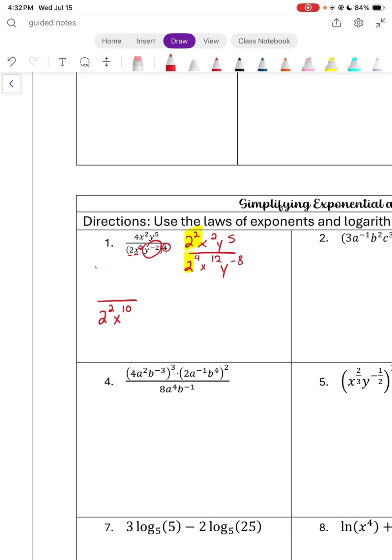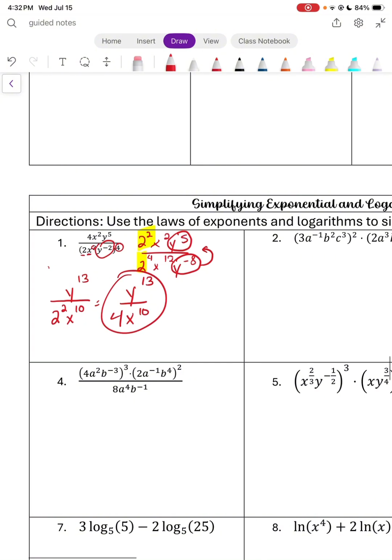Now, here's how I address negative exponents. If I bring negative 8 to the top, it becomes a positive 8. We have 5 there already. A 5 and a positive 8 will give me 13 on top. We're going to clean that up. Now I'm going to change my 2 to the second back to a 4, and we get y to the 13th over 4x to the 10th.